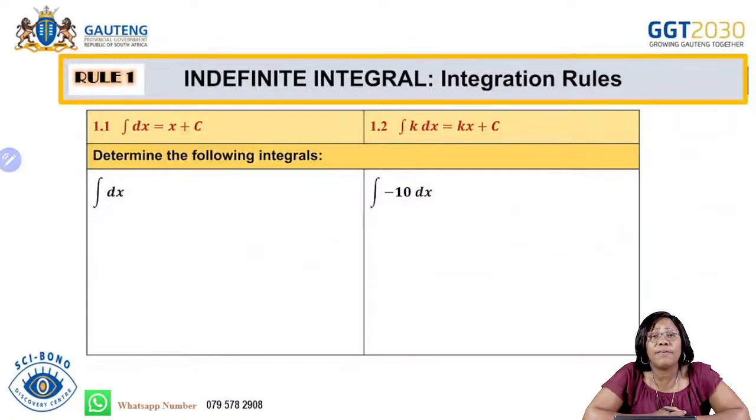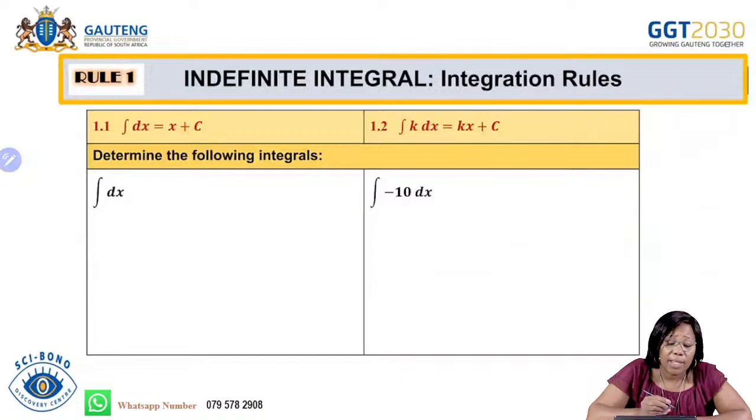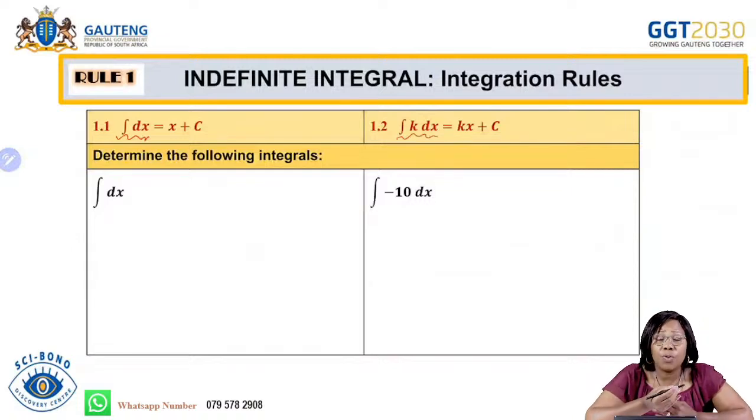Now let's look at the first rule and its application. Remember, we are busy with the indefinite integral, and we are looking at the integration rules. We have different types of them, and we are looking at rule number 1. In rule number 1, we have 2 notations: the integral with respect to x, and the integral of k with respect to x. So we try to bring in the different types of notations.